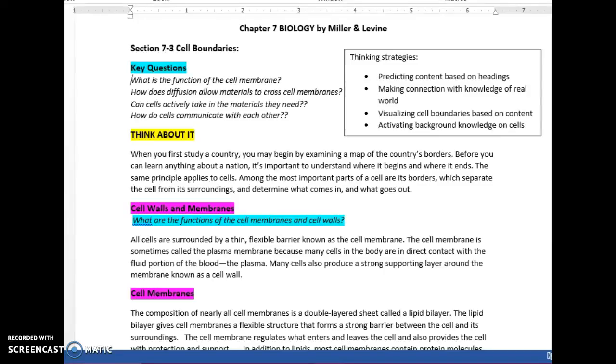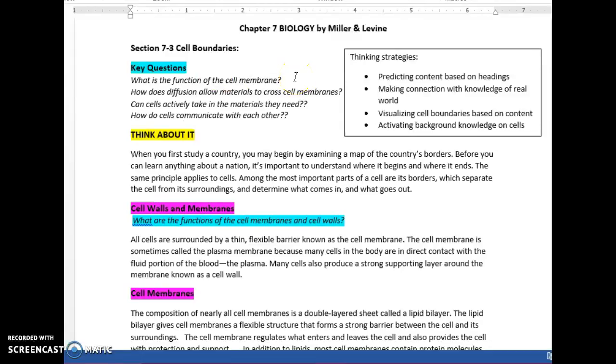So this week in my biology class, we're starting to talk about a whole new unit titled cells. And in one of these chapters, there is a section titled cell boundaries. And I really do like how textbooks are organized these days. Based on what I see here, there are key questions posed at the beginning of each section, which tells the reader maybe you should be thinking about these questions as you read this text.